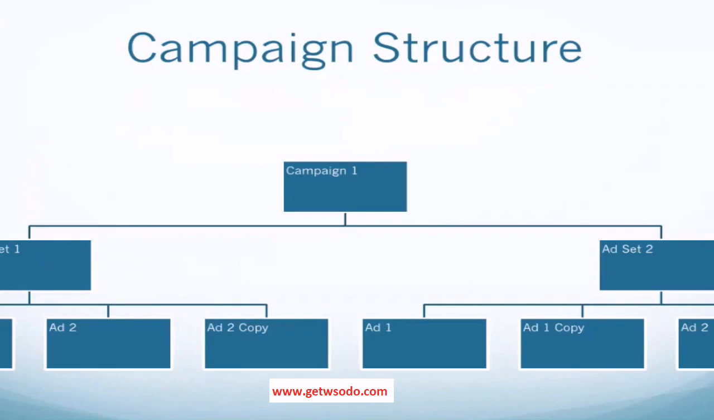Now, if you make a new campaign, basically you lose a little bit of the history. You don't lose any pixel data per se. You're not losing visitors or anything like that, but Facebook's algorithm works better if you keep things within the same campaign if it is the same objective.